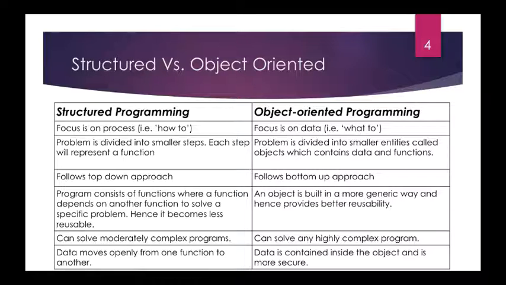In structured programming, it follows the top-down approach, whereas the object-oriented programming follows the bottom-up approach. So the program consists of functions where a function depends on another function to solve a specific problem. Hence, it becomes less reusable. In object-oriented programming, an object is built in a more generic way and hence provides better reusability.